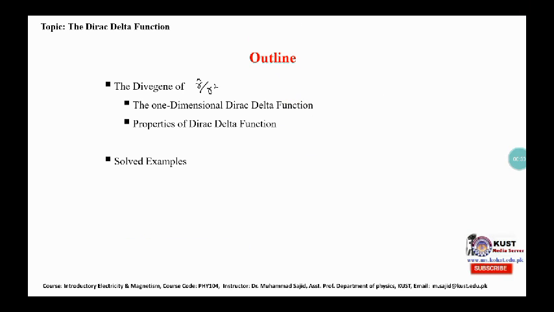So we will start with the divergence of a special function, which is r unit vector divided by r square, which is pointing radially outward and is decreasing with the square of the distance from its source. I will start with the one-dimensional Dirac delta function and will discuss its properties, and at the end of the lecture I will solve some examples involving the delta function to let you know how you can solve such problems.